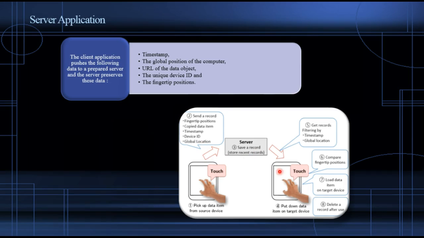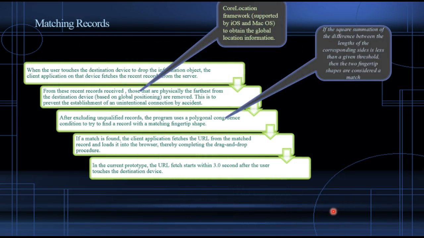And when the user touches the target device, the server starts filtering those records based on the timestamp and the global location. After that, it again filters the records based on the fingertip positions. After all these conditions are satisfied, the qualified records are loaded into the target device. Once the application has completed the operation, the record is deleted from the server. This is how the matching works.